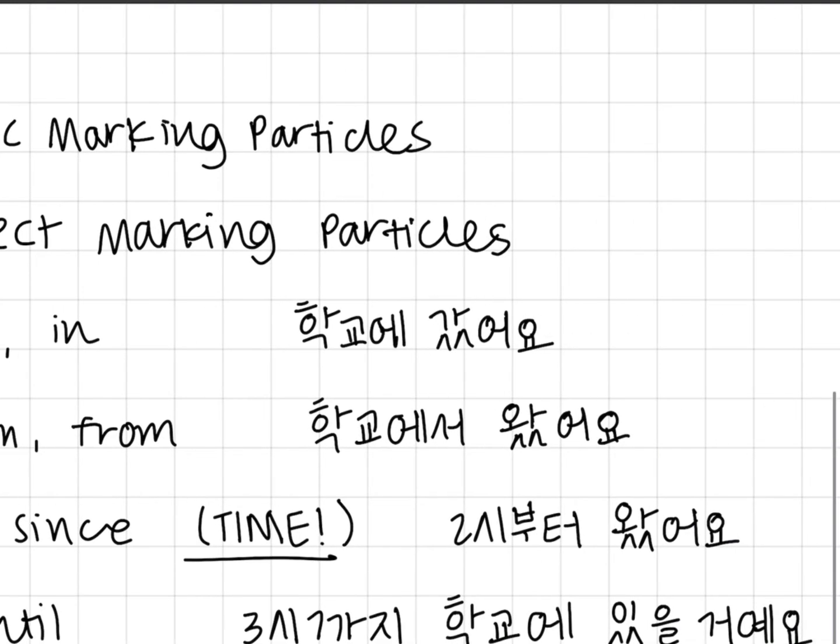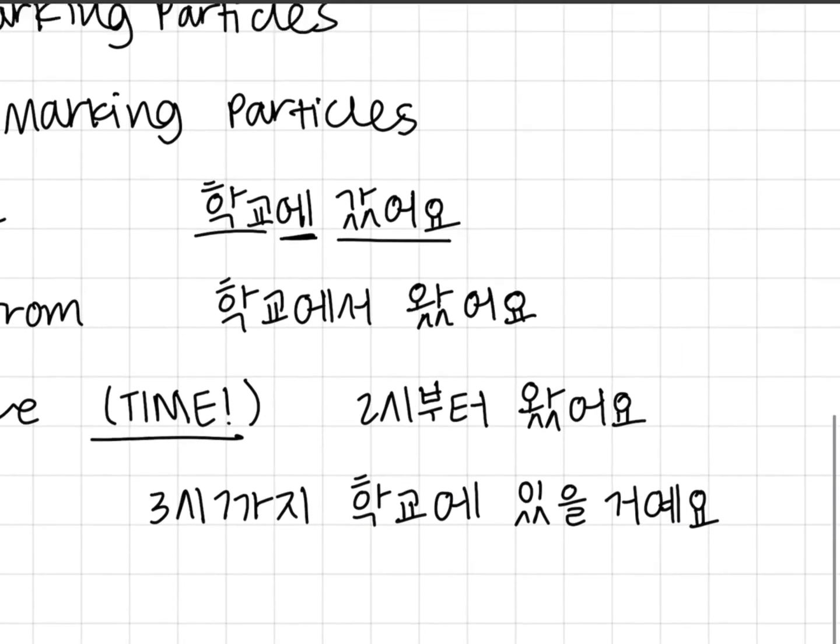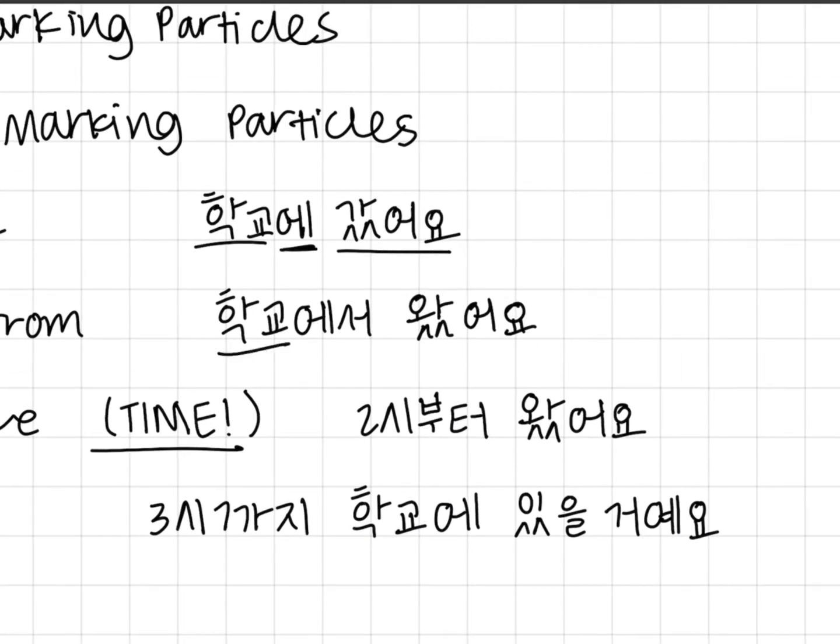So if someone asks, where did you go? You could say 학교, which means school. The particle 에 갔어요, I went. So I went to school. If someone asks, where did you come from? You can add 에서. So it means 학교, school. 에서, from. 왔어요, I came from school.